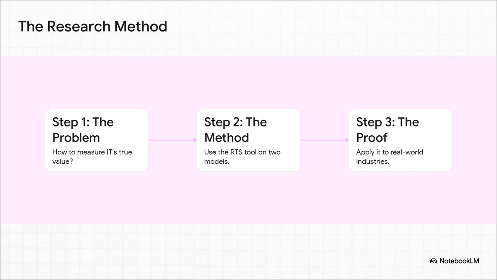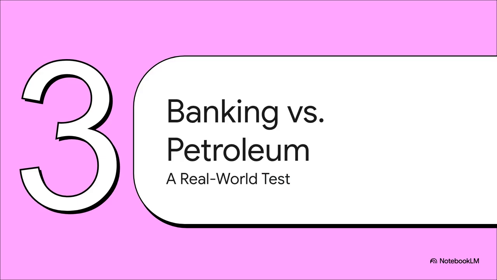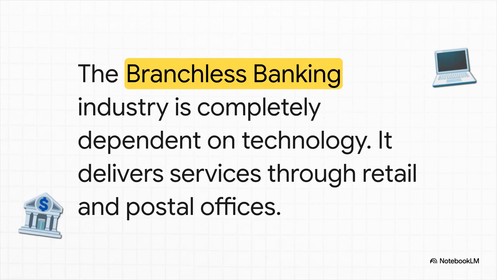And now we get to the most interesting part, the proof, where they took this whole method out for a spin in the real world. Yeah, this is where the rubber meets the road. They applied this whole framework to two very different industries, just to see what would happen. First up, the branchless banking industry. I mean, this sector is completely built on a foundation of technology. Without IT, it just wouldn't even be a thing.